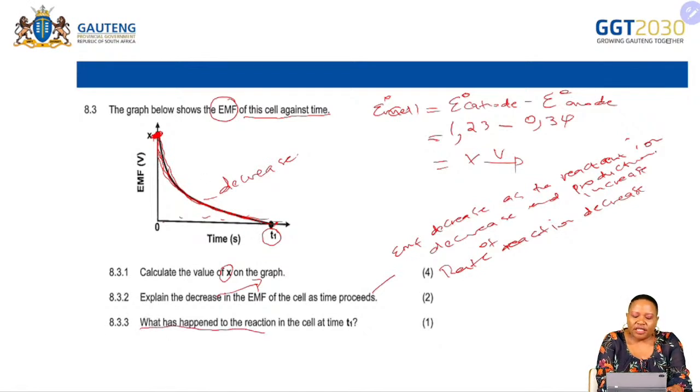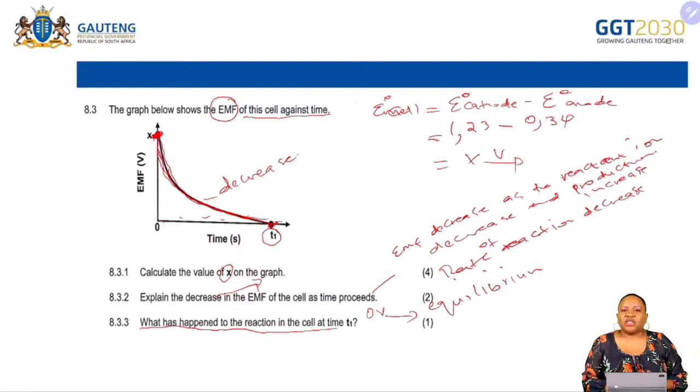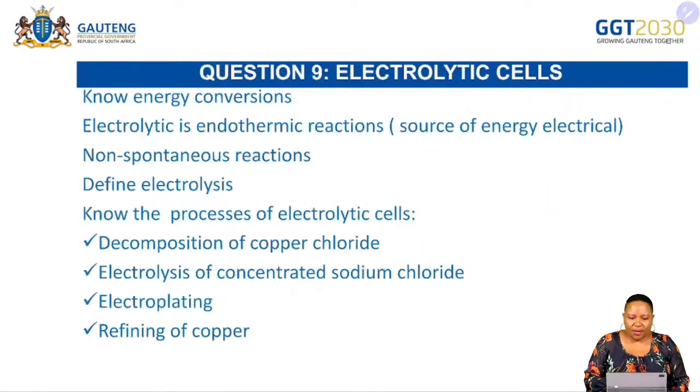What happens to the reaction at T? At T, we can see that we have 0 volts. So what does 0 volts mean? We know that 0 volts means that our cell has reached equilibrium. So I like this question because it was asking in a different way. It was asking in the form of a graph, but it was asking exactly what we do every day and what we know every day.